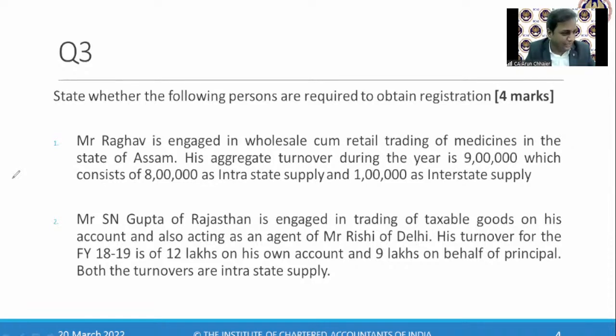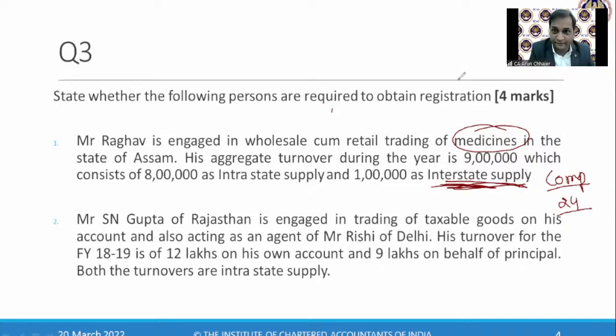Yes, yes, you can get. Right, Sunil? Super. In this case, he has to take registration, Hariharan. Why compulsory? Interstate supply of the medicine. It is compulsory registration, sir. Section 24.